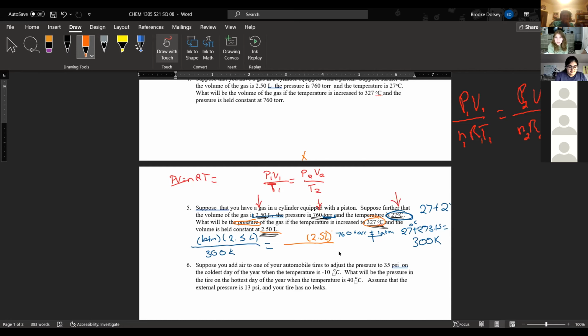327 Celsius, what do we have to change that to? Kelvin. So just like before, we have to add 273.15, and what do we get? 600. That is like freaking hot. It's like El Paso during the summertime, how it feels. Extremely hot. So we have 600, and we have X, what we're trying to find. So we have everything. What can we do to manipulate this formula and solve for X?